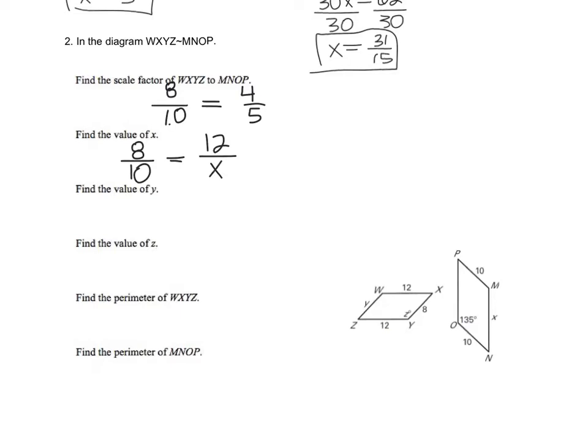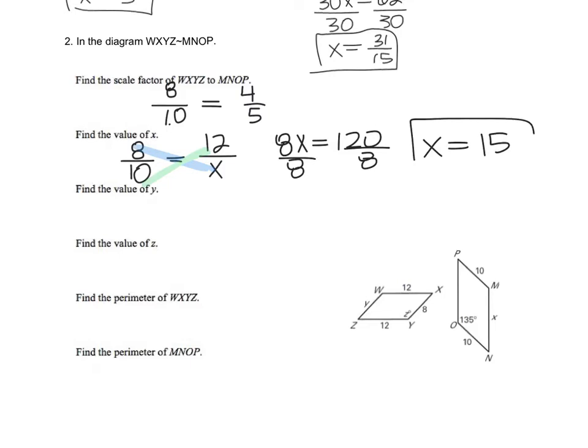So we are going to cross multiply in order to solve, and we're going to end up with 8x equals 120. And then we're going to divide both sides by 8. And we're going to get that x equals 15.